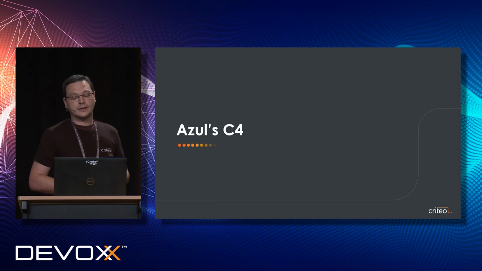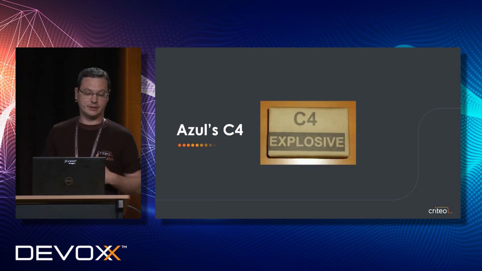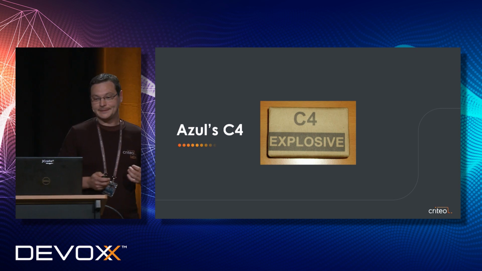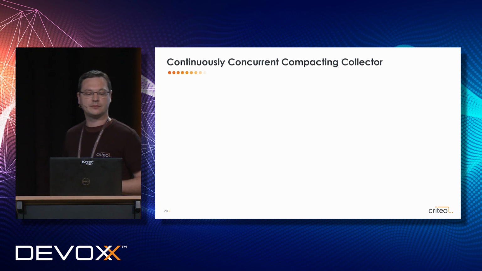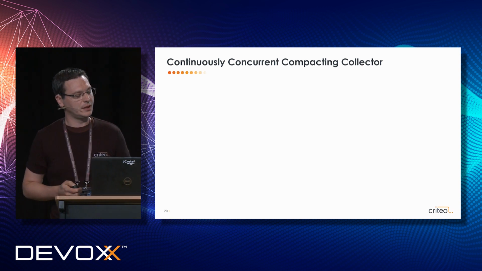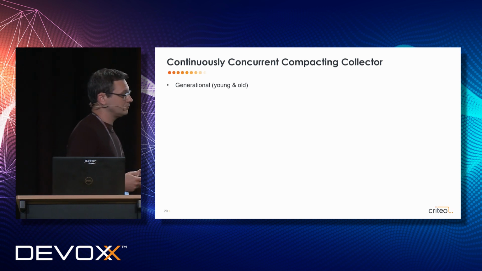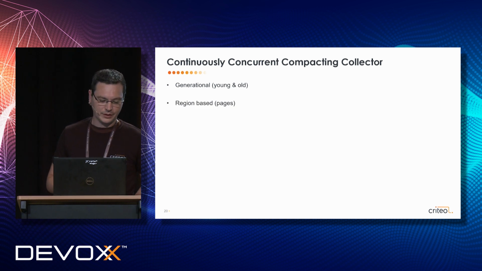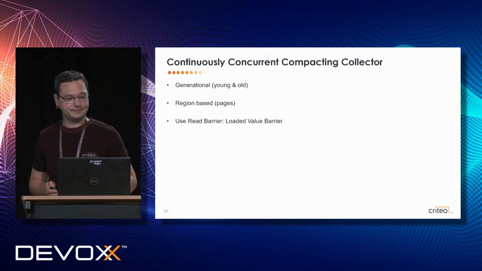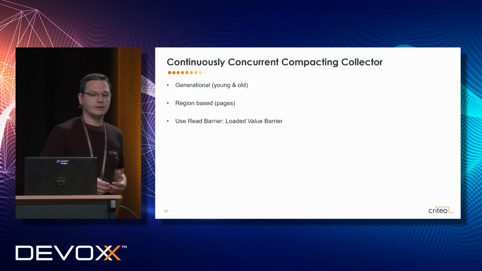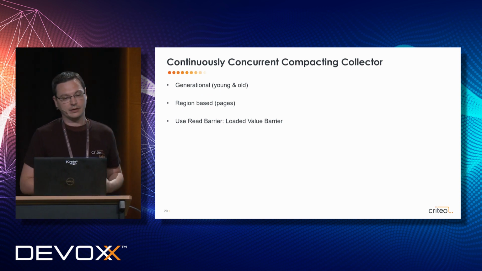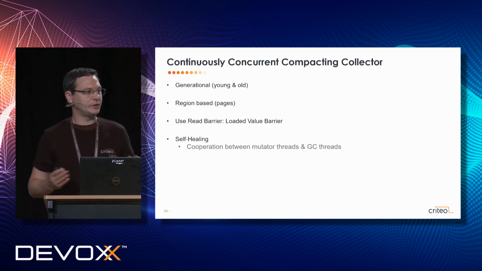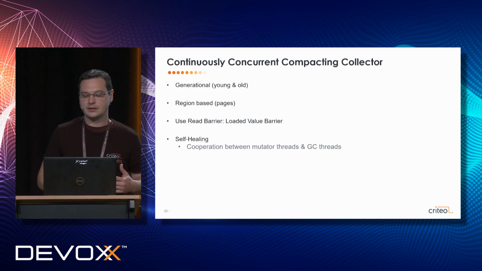Now Azul C4. C4 for me is like this because my father was in the army. But C4 stands for Continuously Concurrent Compacting Collector. It's a generational algorithm with young and old, like you are used to. Again, region-based, but the regions are called pages. You use a read barrier, called the Loaded Value Barrier, LVB. The self-healing concept, again, is cooperation between mutator threads and GC threads at all levels.